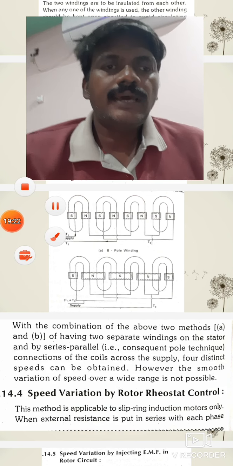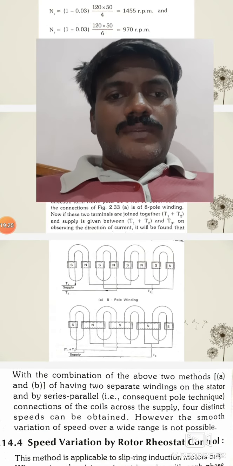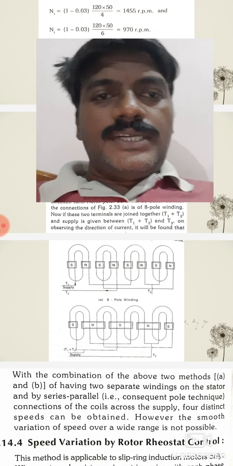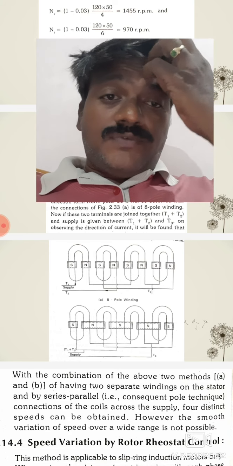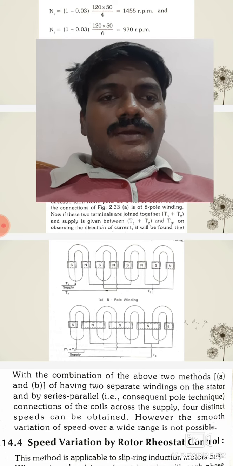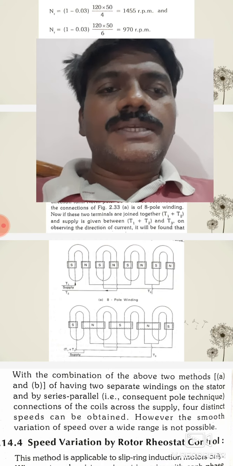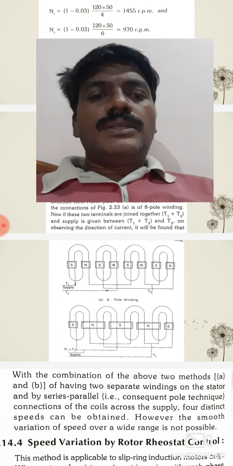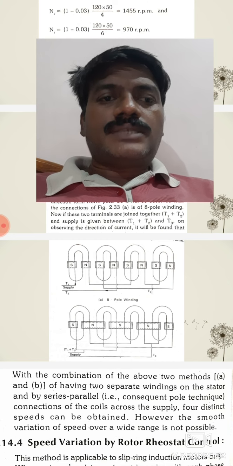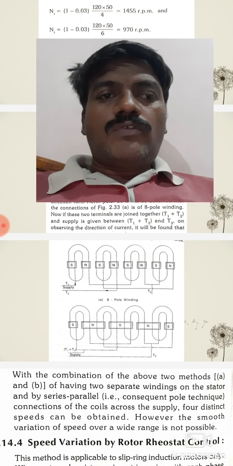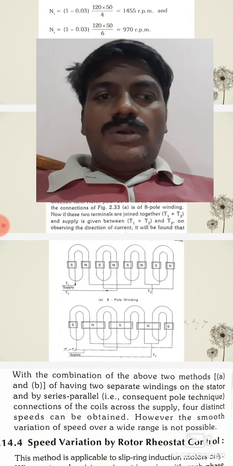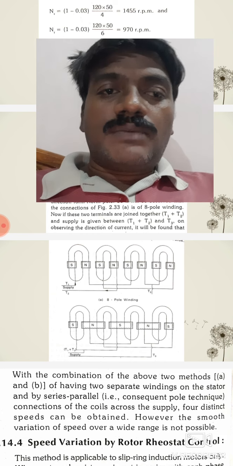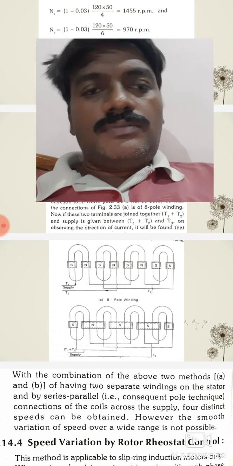This is also from the stator side. So we completed 3 methods of speed control from the stator side, that is by changing the supply voltage, by changing the supply frequency, and by changing the number of poles. By changing the supply voltage, we get a very small variation of speed with a large change in the supply voltage. And the second one is the frequency control method.